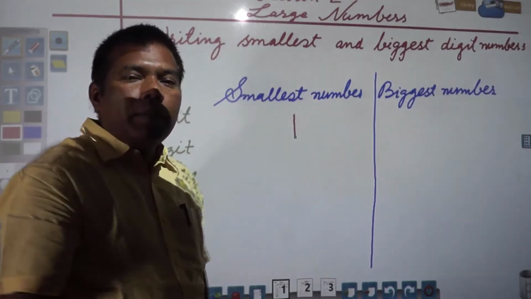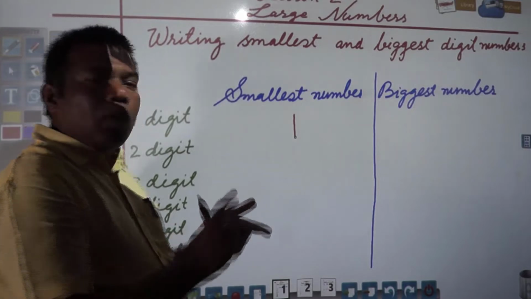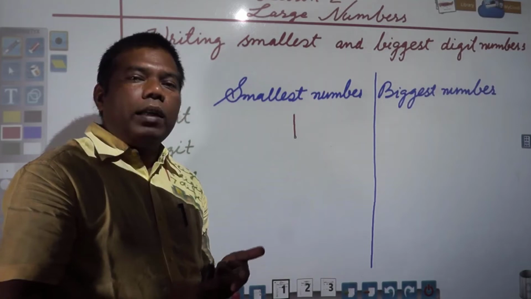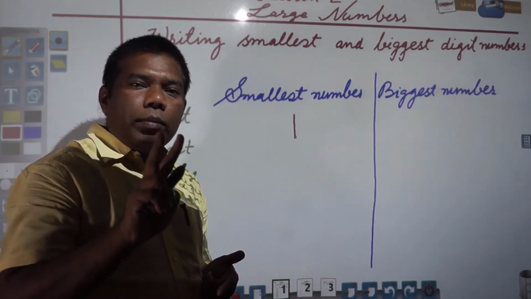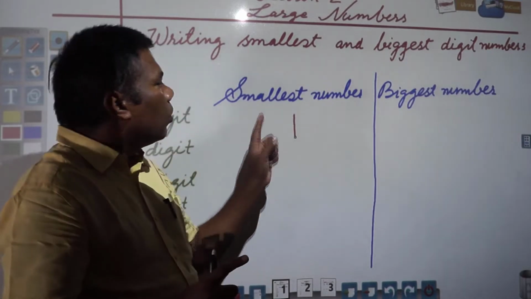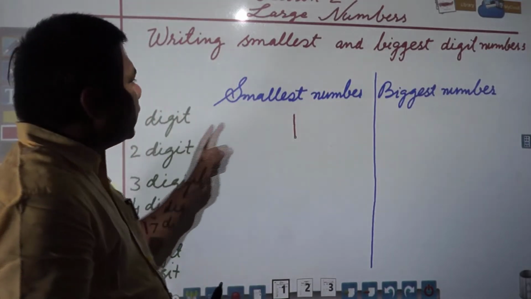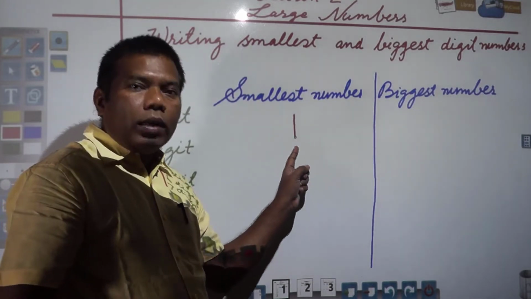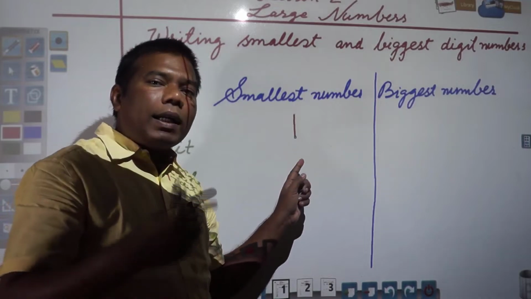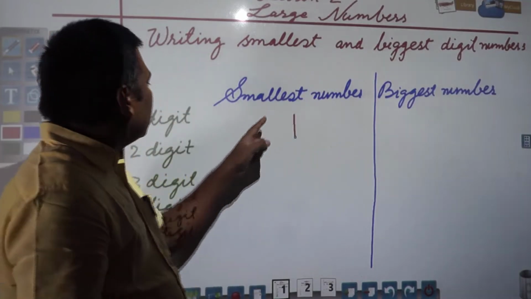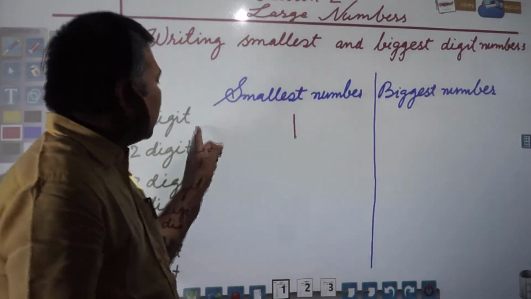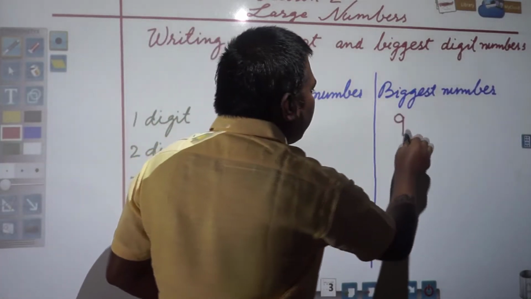What is the biggest number in the first digit? First digit means what? 1, 2, 3, 4, 5, 6, 7, 8, 9. 10 is a 2 digit number. So 1 to 9 are 1 digit numbers. In 1 digit, what is the smallest one? 1. 0 will not be there because we don't start counting from 0. We start counting from 1. So the smallest 1 digit number will be 1. The biggest number in 1 digit will be 9.